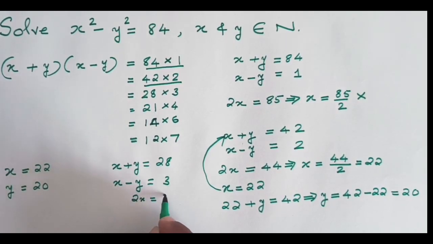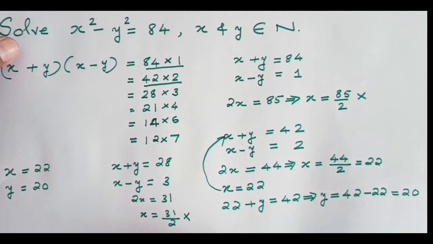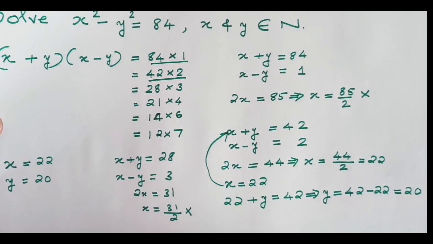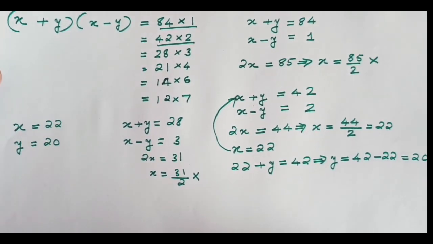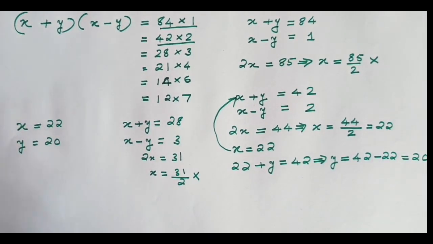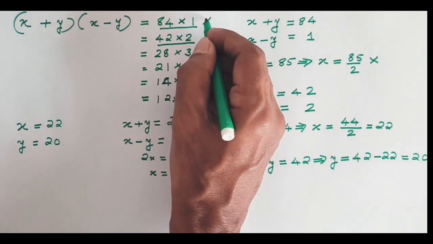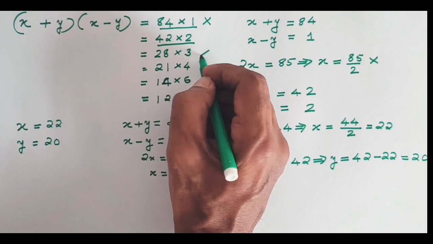2x equals 31. And when trying to find out x, you have 31 divided by 2, which is again not an integer. So this is not acceptable. So we don't need to waste time finding out y. If one of them is not an integer, that pair of solutions is not acceptable. So here you didn't get a solution. Here also you didn't get a solution.